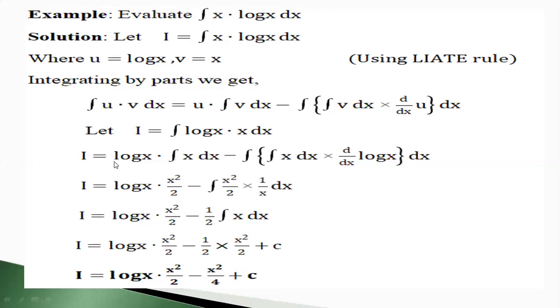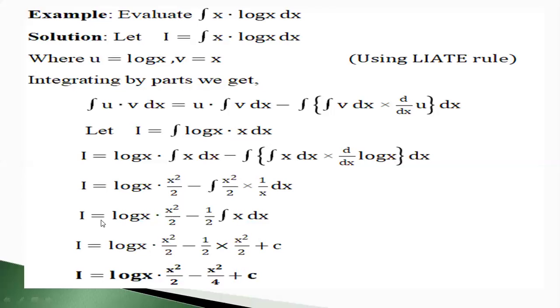Then I is equal to log x into integration of x dx minus integration of, again into bracket, integration of x dx into derivative of log x dx. Simplify the terms. This log x as it is. Integration of x is x square upon 2 minus, this integration sign as it is, again integration of x, that is x square upon 2 into derivative of log x, that is 1 upon x. It is a standard formula: the derivative of log x is equal to 1 upon x.